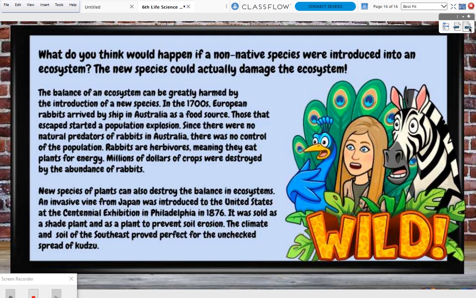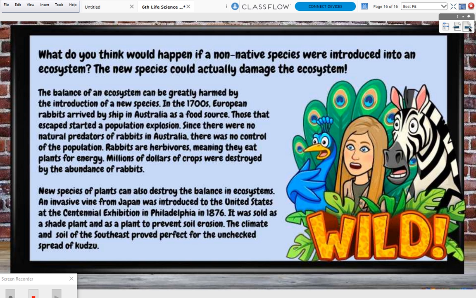In the 1700s, European rabbits arrived by ship in Australia as a food source. Those that escaped started a population explosion. Since there were no natural predators of rabbits in Australia, there was no control of the population. Rabbits are herbivores, meaning they eat plants for energy. Millions of dollars of crops were destroyed by the abundance of rabbits. So, you and I think rabbits are cute little fluffy animals and they're native to here, so we see them here. But in a place like Australia, rabbits are not native, so they didn't have predators to help with population control.